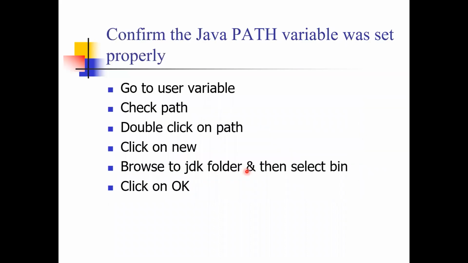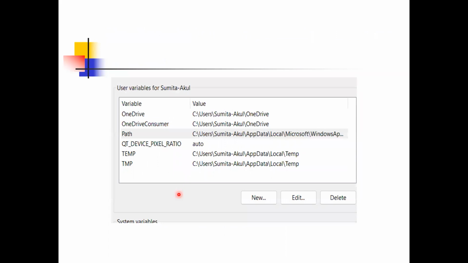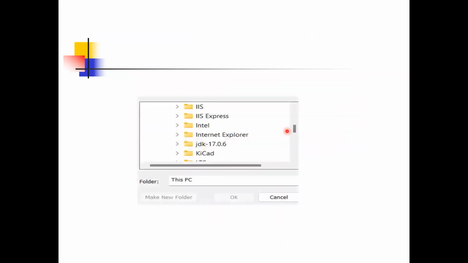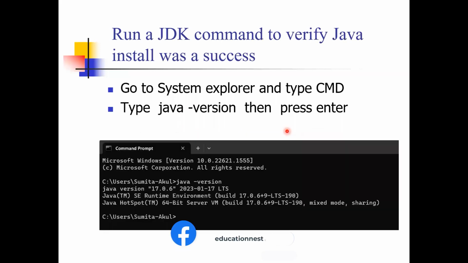After the JDK folder, there is a bin folder. You have to select the bin and click on it. In this way, you have set the path also. When Java home setting and path setting are done, after that you have to check whether you have successfully installed Java or not.